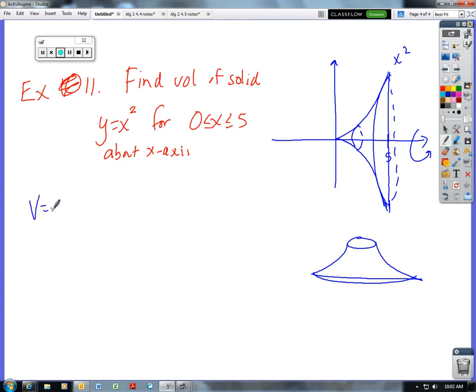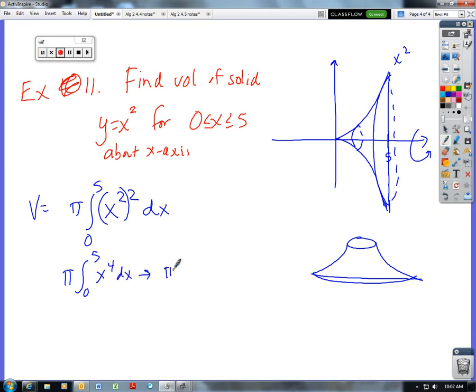Volume is pi times the integral from 0 to 5 of the radius, which in this case is the function x squared, and then that's squared. Remember, it's pi r squared dx. Just think pi r squared, so make sure you remember that you're squaring that. So we've got the integral of pi x to the 4th dx.